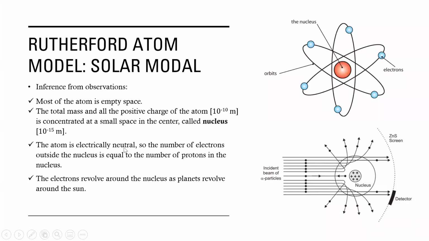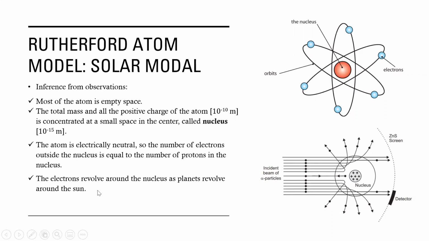Now the atom is electrically neutral, so there will be electrons present. Now Rutherford had a confusion about where to keep the electrons. He didn't get any information about where the electrons will be from the experiment. So he just guessed that the electrons are revolving around the nucleus. The number of electrons outside the nucleus will be equal to the number of protons in the nucleus because the atom is electrically neutral.